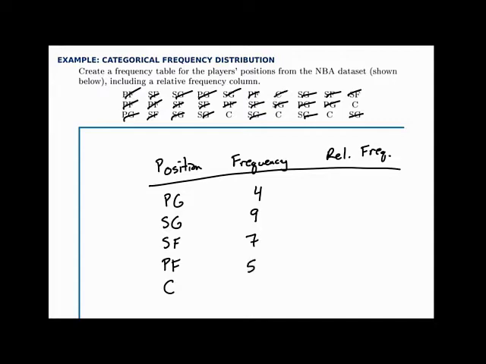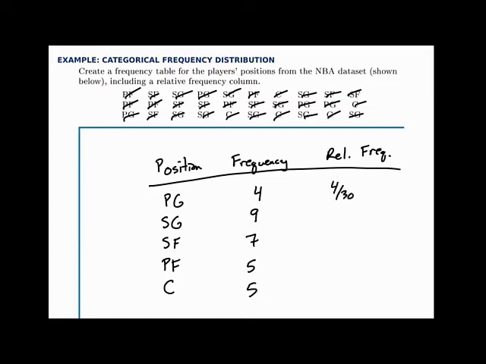And then for centers, we have 1, 2, 3, 4, and 5. And notice that if we add up those frequencies, we should get the total number that we have, which is 30. You can check that by adding those frequencies. For the relative frequency, we need to divide each frequency by the total number in our sample, which is, again, 30. So for the relative frequency of point guards, we would divide 4 by 30.